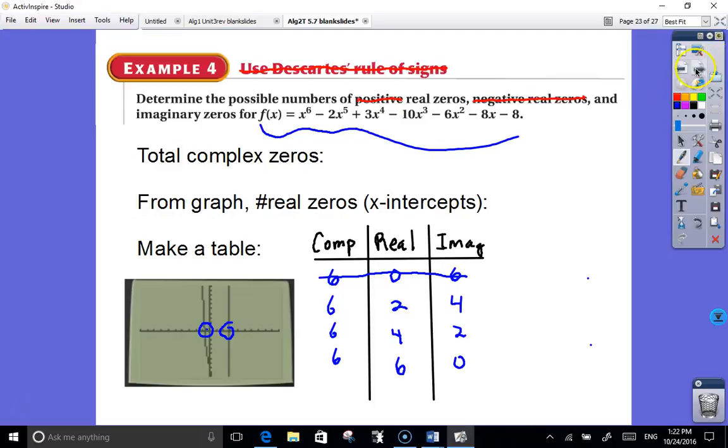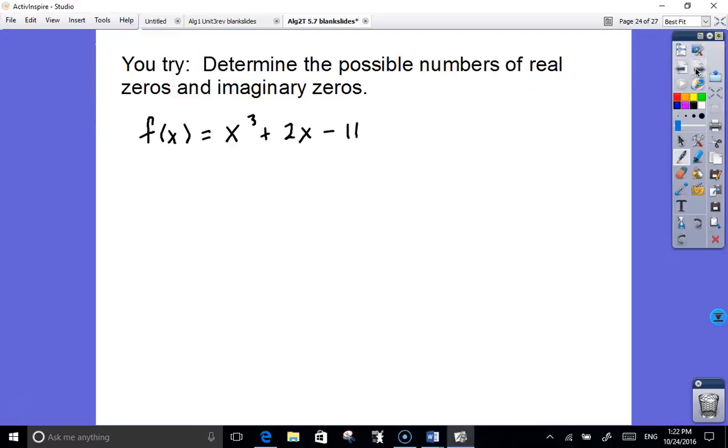Okay, try. Determine the possible numbers of real zeros and imaginary zeros. So make a table. Complex, real, and imaginary. Right? In the first column, you're going to put the number of complex. That one does not change.